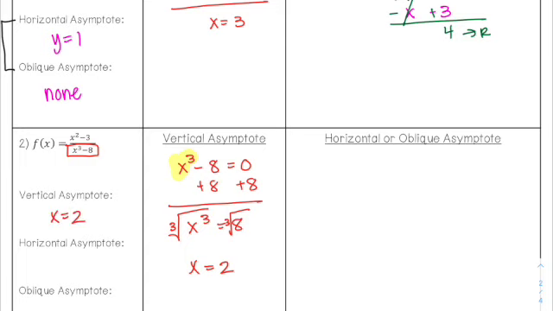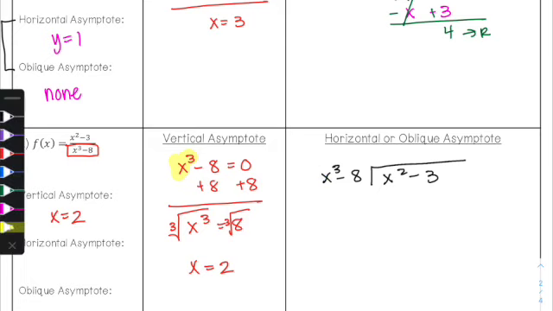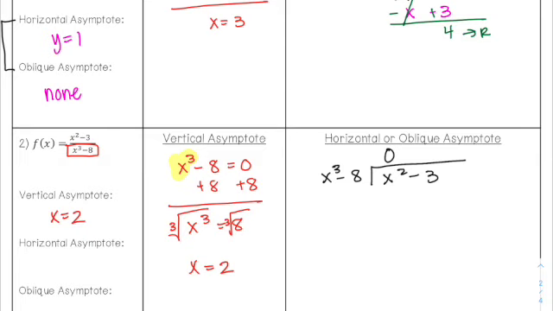To figure out if we have a horizontal or an oblique asymptote, I'm going to go ahead and divide. So my denominator goes on the outside and my numerator goes on the inside. So I'm going to do x cubed divided by, x squared divided by x cubed. Well, that doesn't go in at all. So if it doesn't go in, then that's 0. 0 is just a number. So I have a horizontal asymptote at y equals 0. That means that I do not have an oblique asymptote here. Let's try the next one.